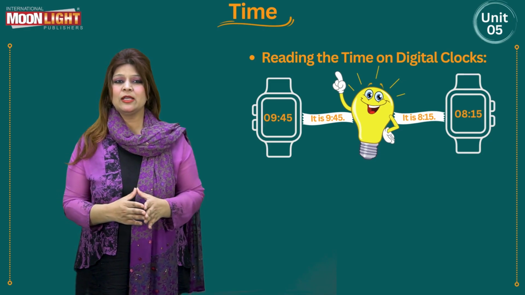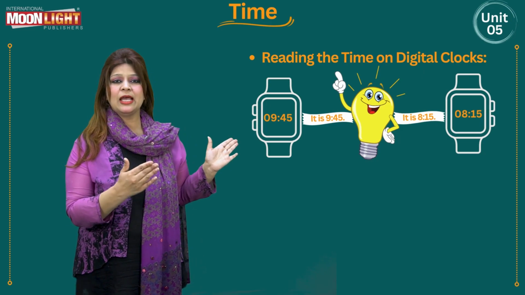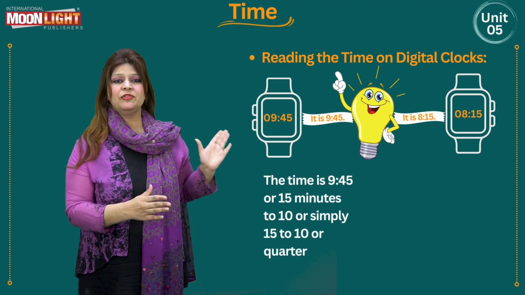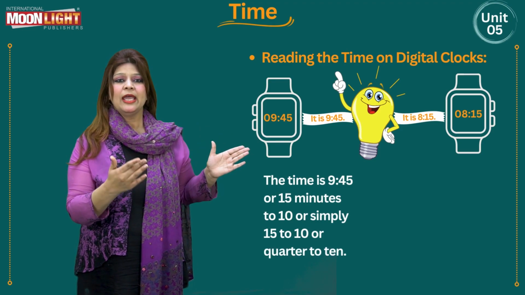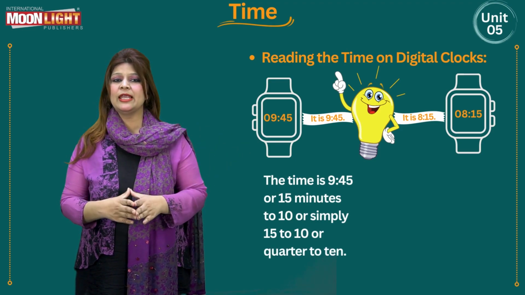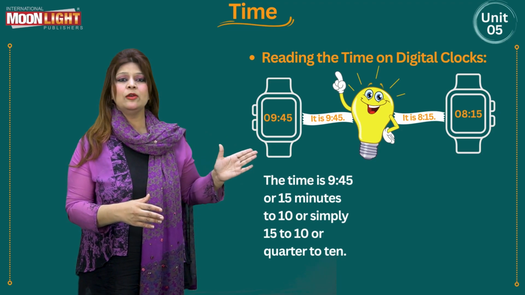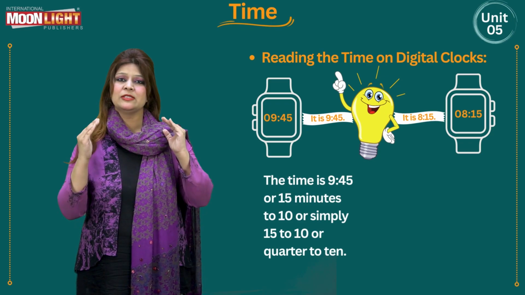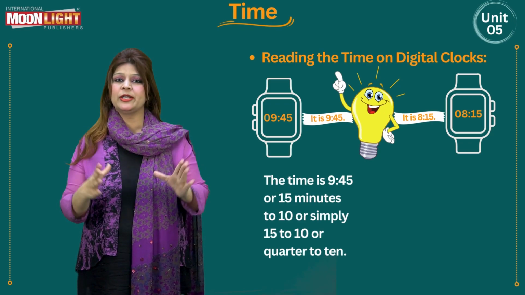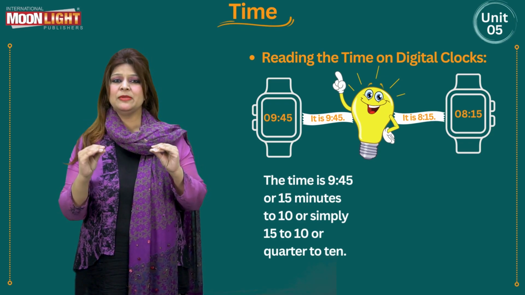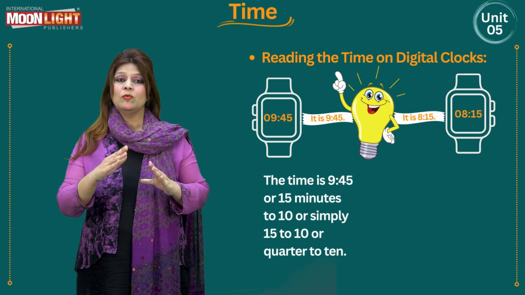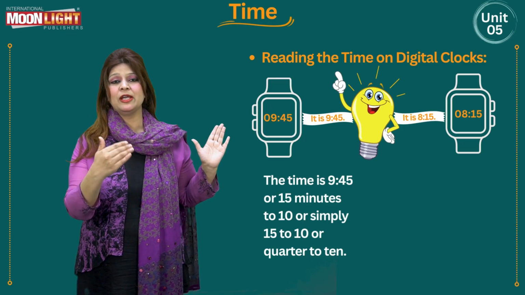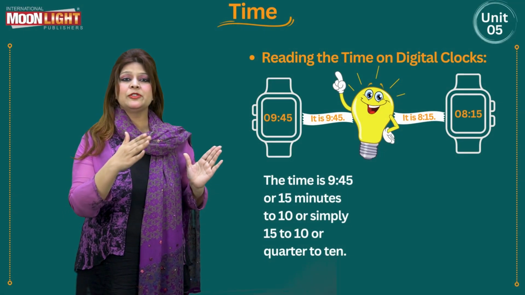So what's the next thing? The time over here is 9:45, or we can say 15 minutes to 10. Simply we say 15 to 10, or quarter to 10. Because 15 minutes less means quarter. Whatever the time is going next, for example, here 9:45, the next time is 10, so we say 15 minutes to 10.